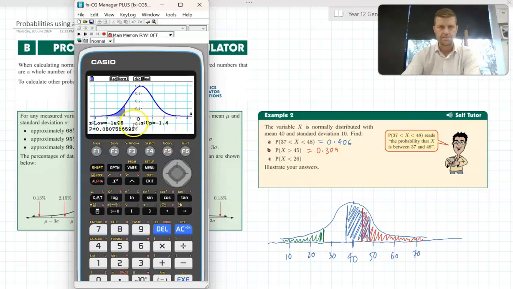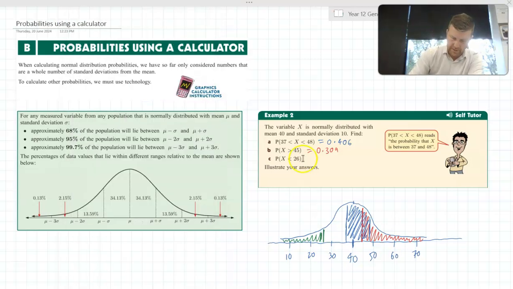Ask it to draw it for me. Great, that's the part of the normal distribution curve I'm looking for, and the probability is 0.081. So the probability that a piece of data will be less than 26 is 0.081, which means approximately 8.1% of the data is less than 26.